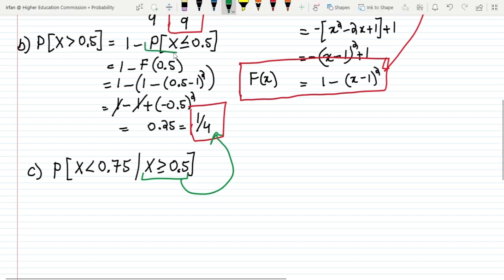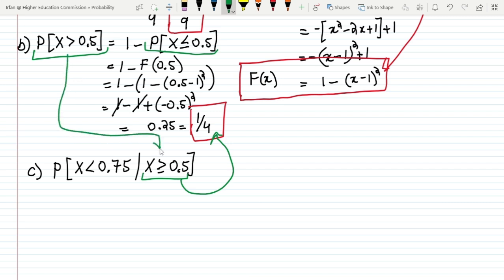This was basically the probability that x is less than or equal to 0.5, and subtracting it from 1, I have got the probability that x is greater than 0.5. So, equivalent is also covered by this one, because this is the continuous probability function, and therefore this is the same thing. Okay.